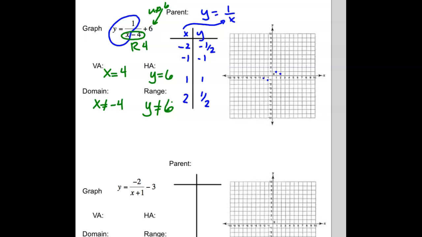All right, so let's move our dots right 4 and up 6. So right 4 and up 6.